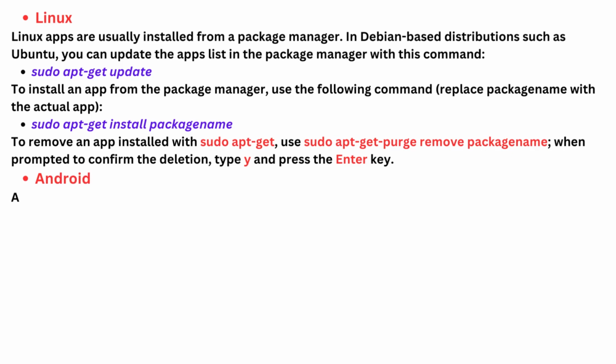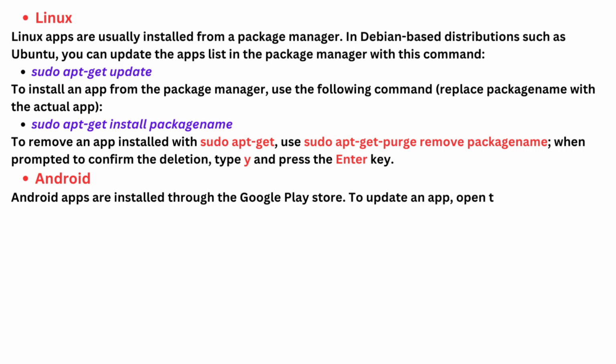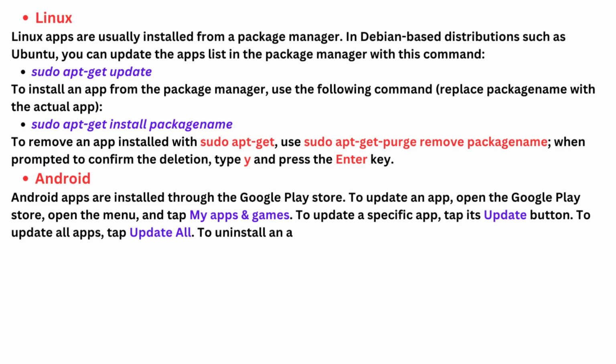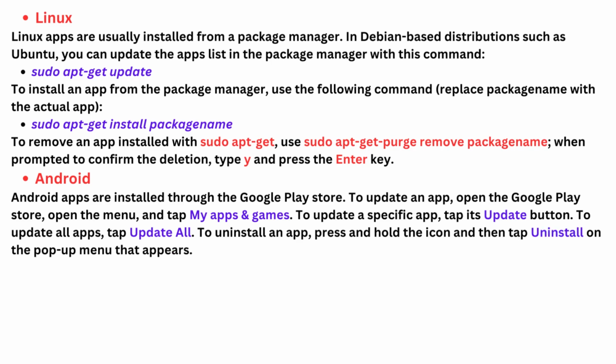Android. Android apps are installed through the Google Play Store. To update an app, open the Google Play Store, open the menu, and tap My Apps and Games. To update a specific app, tap its Update button. To update all apps, tap Update All. To uninstall an app, press and hold the icon and then tap Uninstall on the pop-up menu that appears. Click OK to confirm.